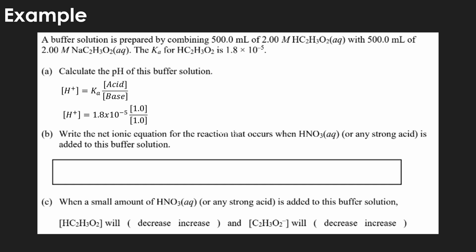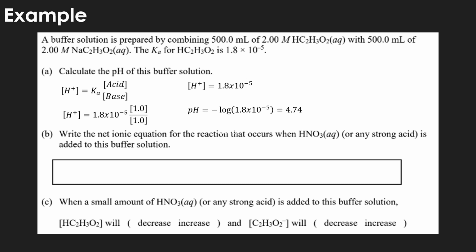So once we have that, that shows us that term 1 over 1 is just 1. So our hydrogen ion concentration is really 1.8 times 10 to the negative 5. So we can negative log both sides. If we negative log the left side, we get our pH. On the right side, we get negative log of the Ka, gives us our pKa, which is 4.74. So that is our prepared buffer solution.